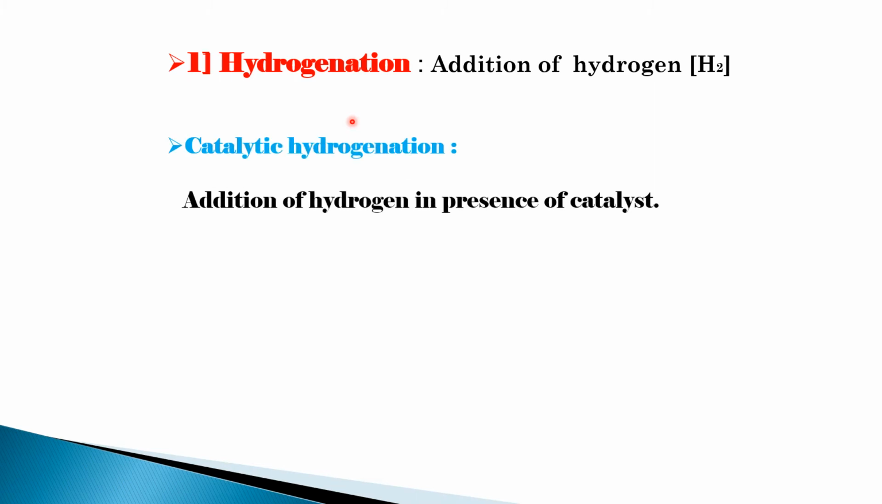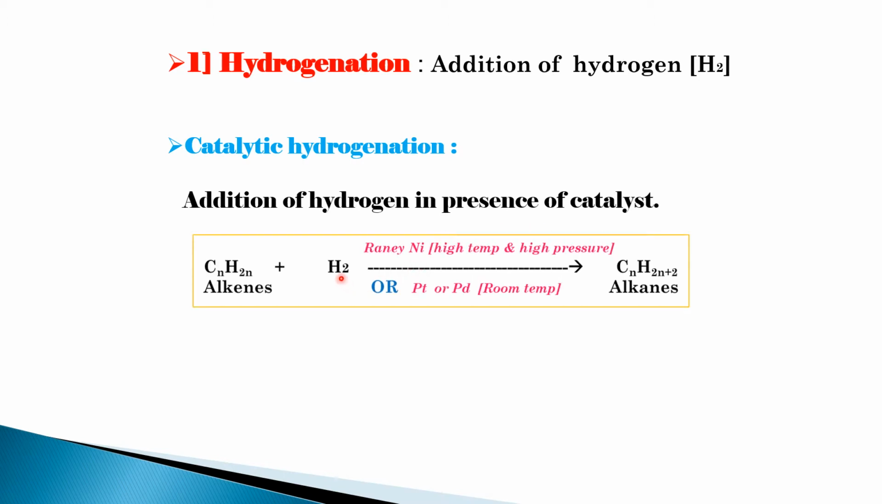Then catalytic hydrogenation. What is meant by catalytic hydrogenation? Addition of hydrogen in presence of catalyst is called catalytic hydrogenation. So general reaction: when H2 is added to alkene in presence of any catalyst, for example nickel at high temperature and high pressure, or platinum or palladium at room temperature, then it gives alkanes, in which H2 is added across the carbon-carbon double bond, because of which the double bond is converted into single bond. So alkenes are converted into alkanes, that is, unsaturated compound is converted into saturated compound.